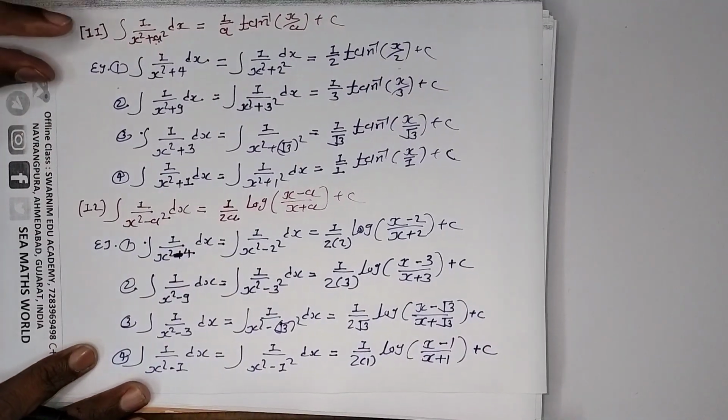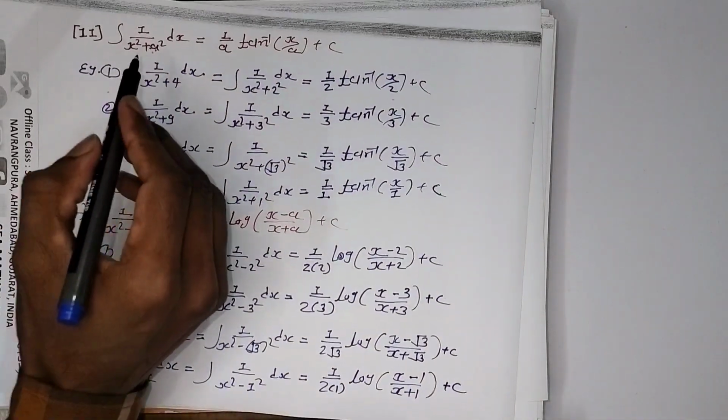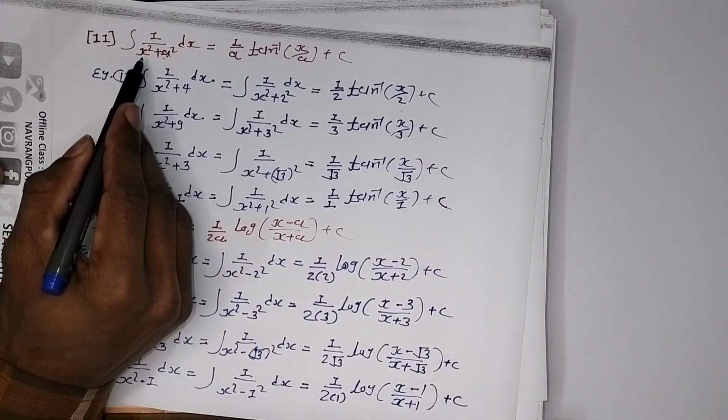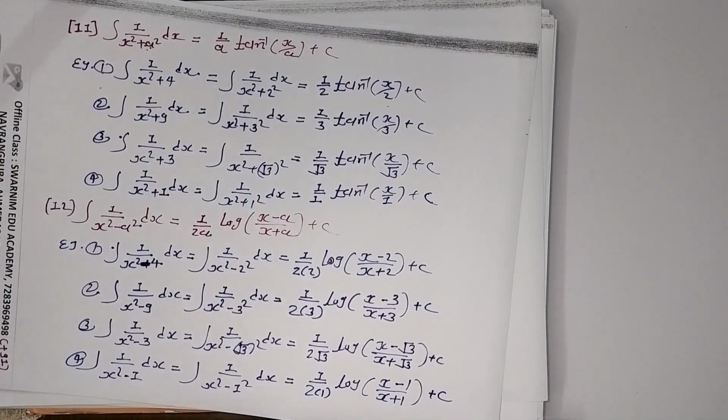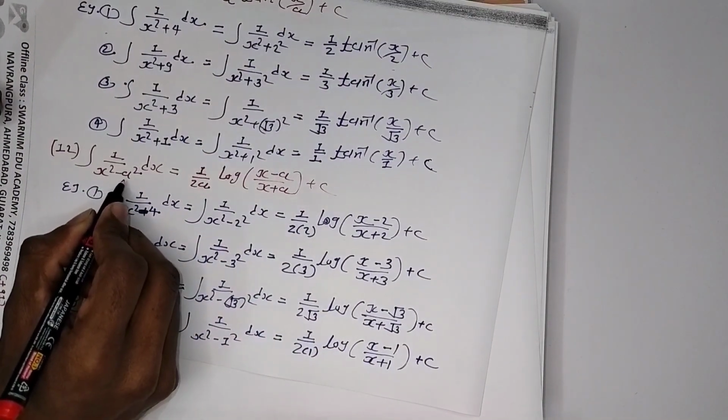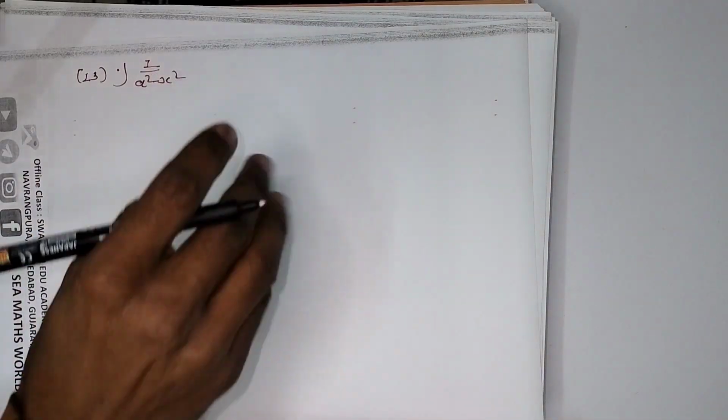Now our last and final formula, formula number 13. Here we have seen x square plus, x square plus. But instead of plus x square, if it is minus, then there is a different formula. Formula number 13. What we are studying is x square minus a square, but instead of that, if it is given a square minus x square, then what do we have to do?